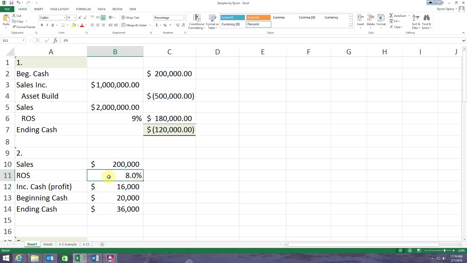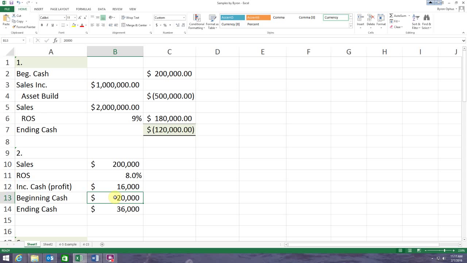8%. I think your guys' is 12%, and you need to enter that as 0.08, or in your guys' case 0.12, right? We have to enter our percentages as point whatever, and so my sales are $200,000 again. So I take my return on sales times my sales, and that's going to give me my profit. And that's also going to be what my increase in cash is.